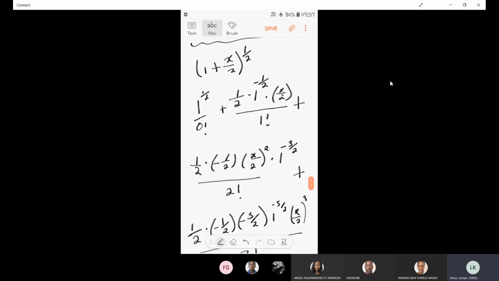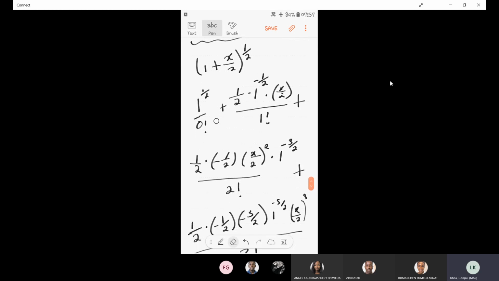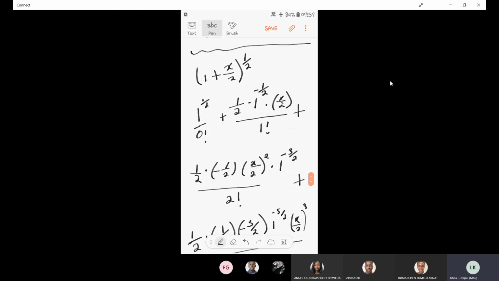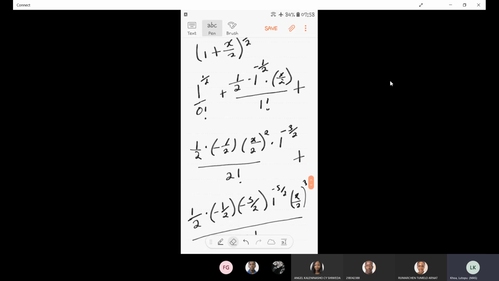Okay, so my first term is just 1. So this one over here, I have the 1 to the power of half. It's just 1 over 0 factorial. So I have 1 over 1. So this is just 1. And then the second one, I have half times x over 2. So that's like half x. So I will have x over 4. Because when I divide it by 1 factorial, it's just a quarter. So it's a half times the half x. That gives me a quarter.